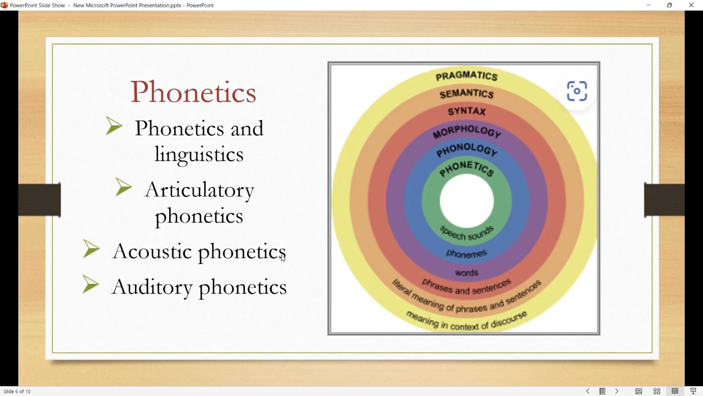Acoustic phonetics, which addresses the acoustic results of different articulations, and auditory phonetics, which addresses the way listeners perceive and understand linguistic signals. Articulatory phonetics, the production of speech sounds. Acoustic phonetics, the physical way speech sounds travel. Auditory phonetics, the way people perceive speech sounds.